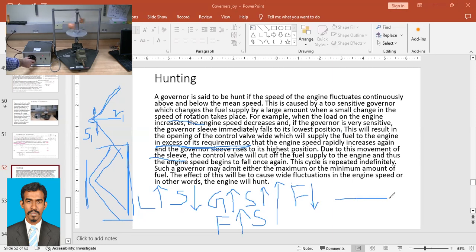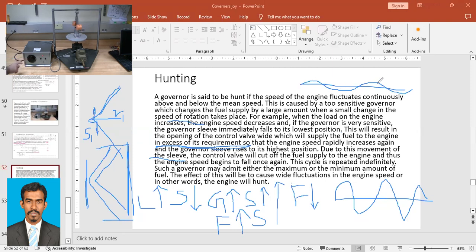So this is what is called hunting. If I draw a huge fluctuation in speed, this is what is called hunting. For a normal governor, the fluctuation would be something like this: speed, then bringing down to minimum speed, then bringing it up to another speed. This would be the usual case for any other governor. But for a governor under hunt, the fluctuation would be huge. This would be the maximum position, and this would be the minimum position. So this would be considered the hunting of the governor.